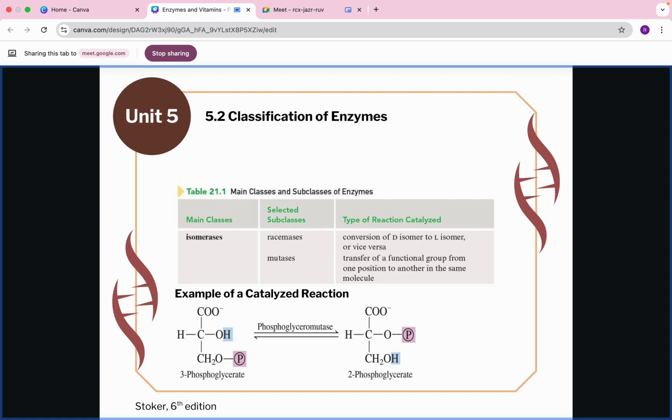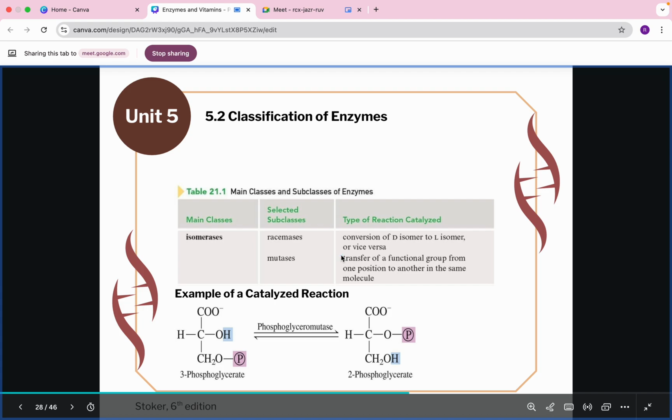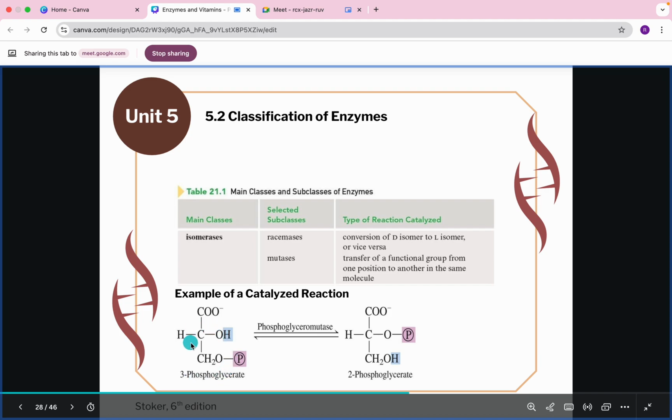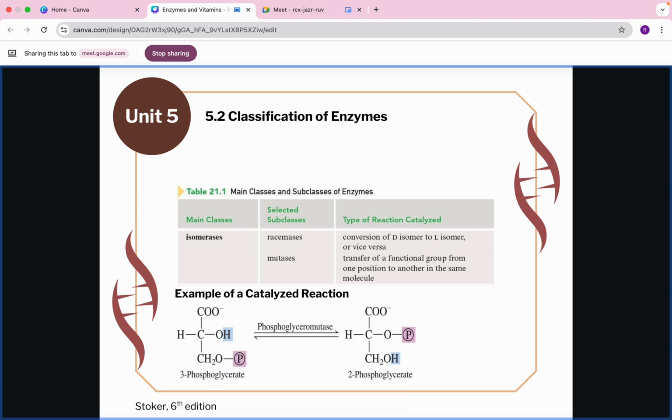Okay, so we have subclasses here for isomerases. You have racemases and mutases. So as you can see here, it can be a racemization reaction or a mutation. So in racemases, they actually convert D to L isomer or vice versa. And mutases, they actually involve a transfer of a functional group from one position to another in the same molecule.